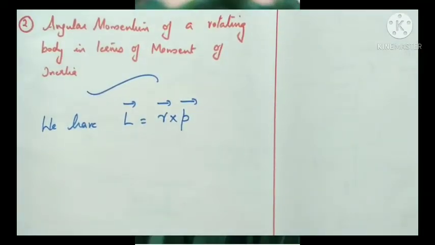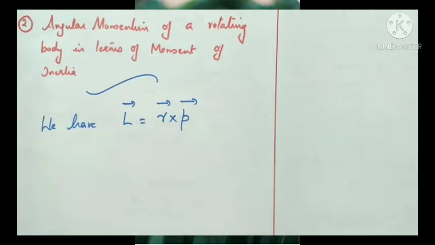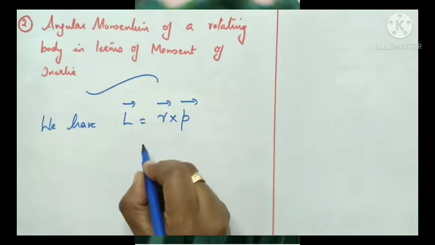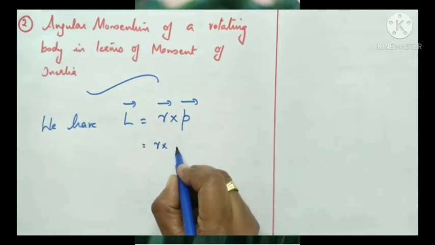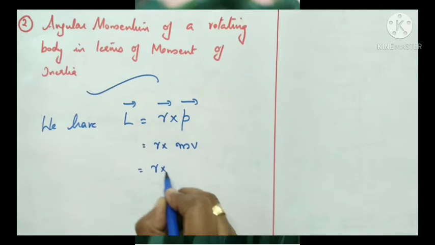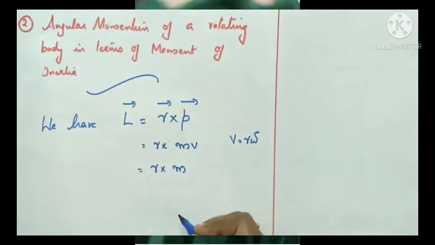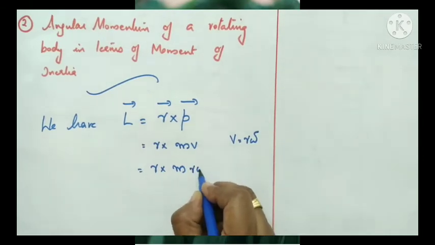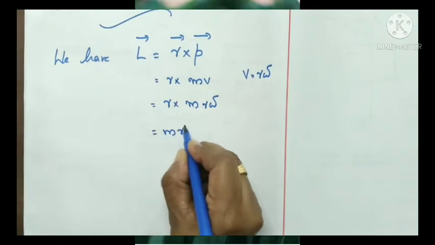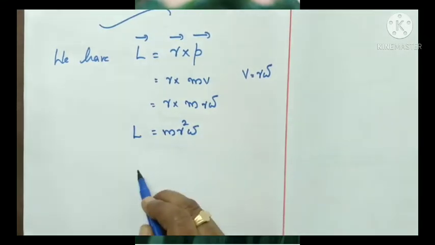Derive the formula for angular momentum of a rotating body in terms of moment of inertia. We have angular momentum L equal to r cross p, which is r cross, what is momentum? Momentum is mass into velocity, isn't it? It can be written as r cross m into v, but velocity v equal to r omega. So this can be written as m r square into omega. So angular momentum L is equal to m r square into omega.